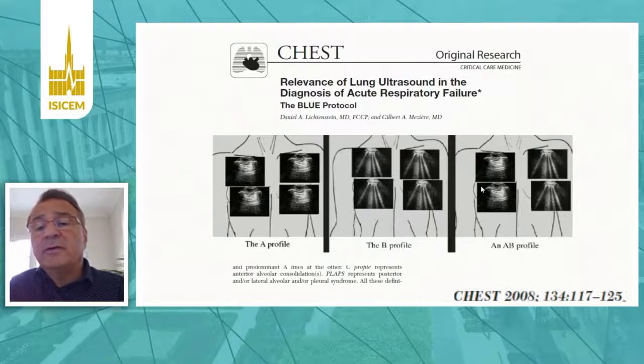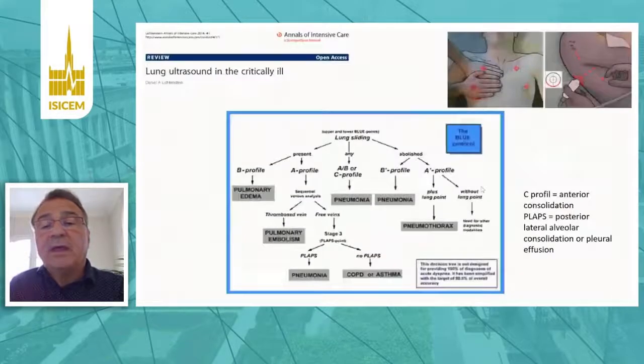He called it the AB profile when we have a mix of A and B profile in one lung and in the other lung. As well, he describes the C profile, for which he describes the anterior consolidation, and the PLAPS, which is a posterior lateral alveolar consolidation or pleural effusion. And then, using all these 6 profiles, he described this Blue Protocol.